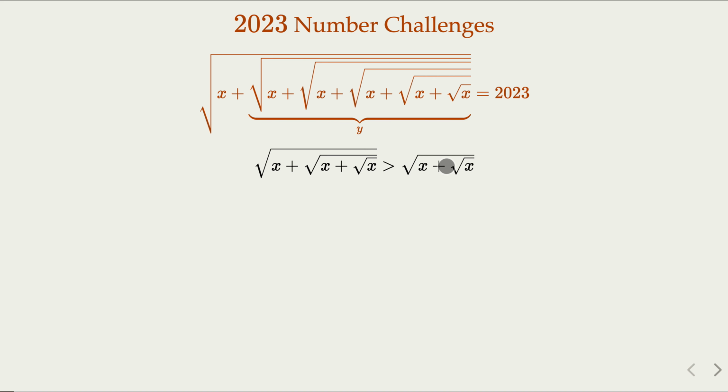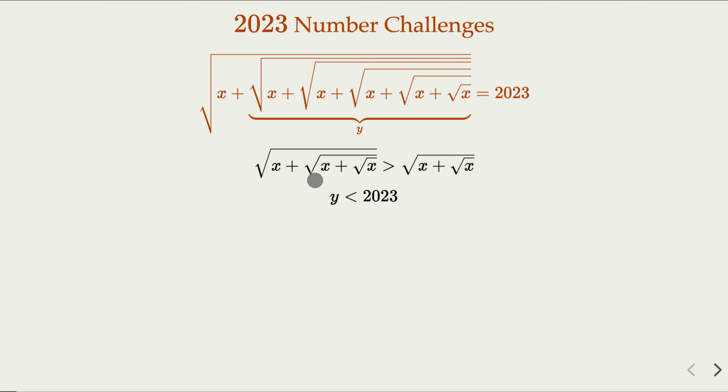Which means each time we add a layer, the value is getting bigger and bigger. So for example, when you apply the x and the square root, the value is getting bigger and bigger, and you get a y. But then with y, you add x and take the square root, and that equals 2023. That is, y as a value is going to be less than 2023, because the whole thing has one more layer than y. I skipped the step, but from this, you can deduce that y is less than 2023. So we have found an upper bound and a lower bound.